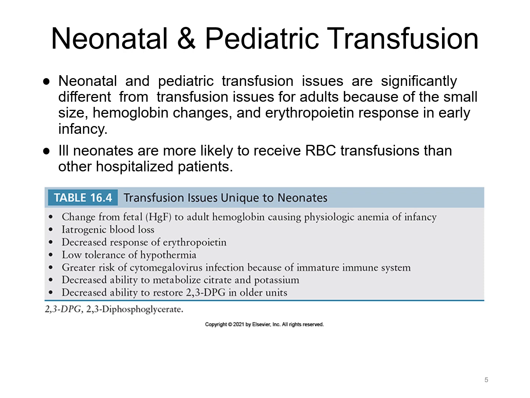Greater risk of CMV infection because the immune system is so immature at this point. There's a decreased ability for that infant to metabolize the citrate or potassium, and there's also a decreased ability to restore the 2,3 DPG in any of the units that are older. So this is why we like to give fresh units.